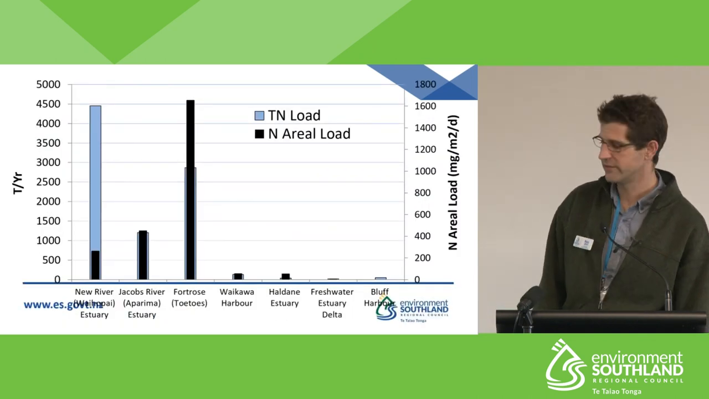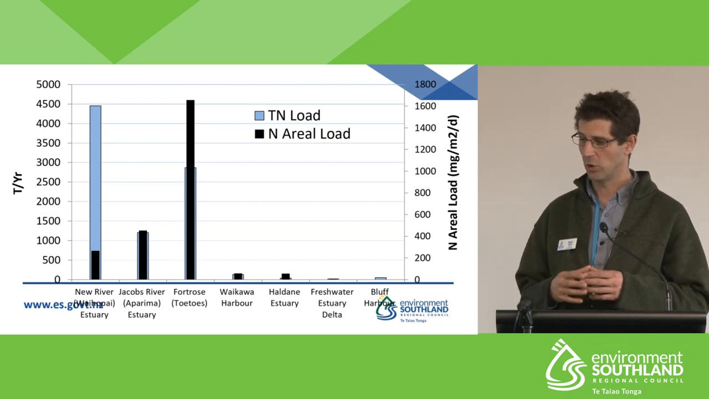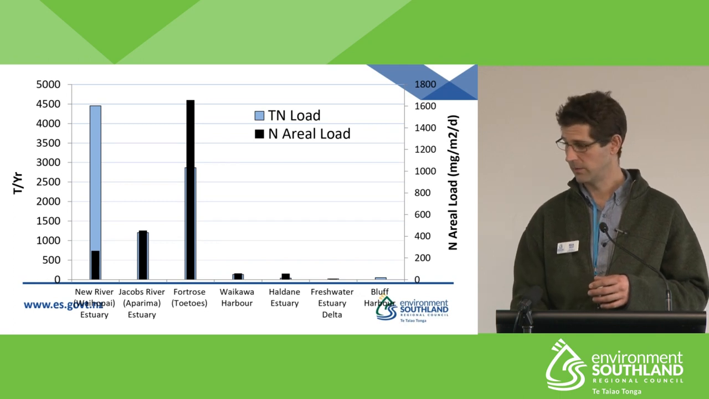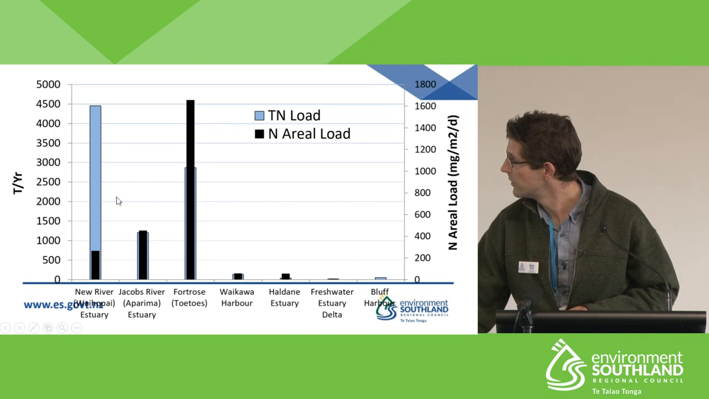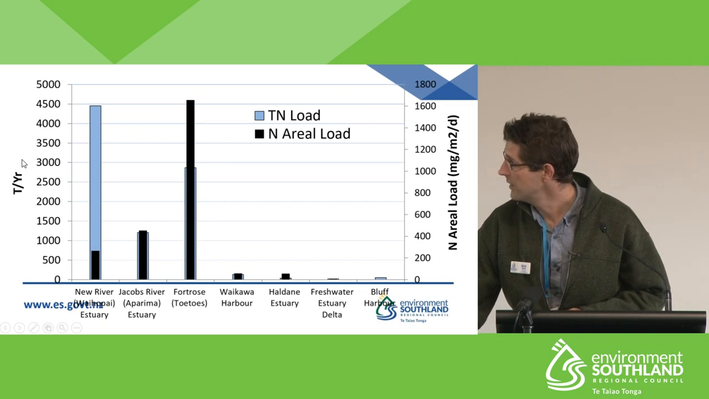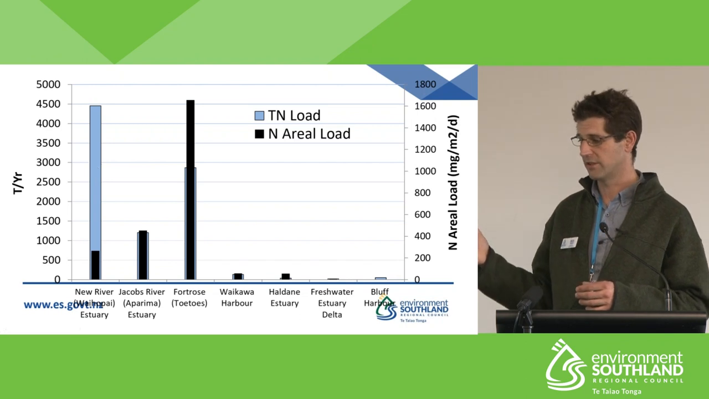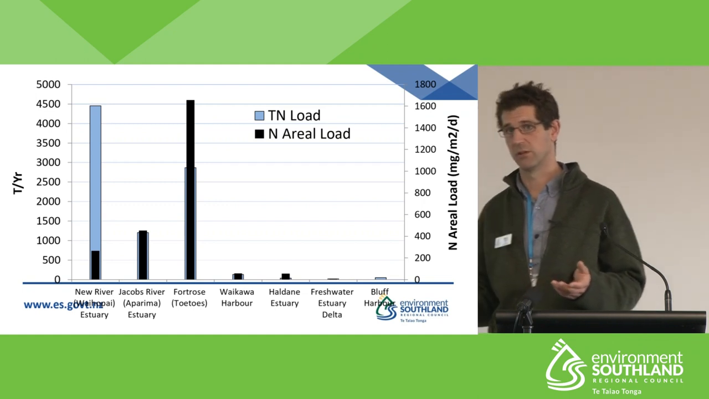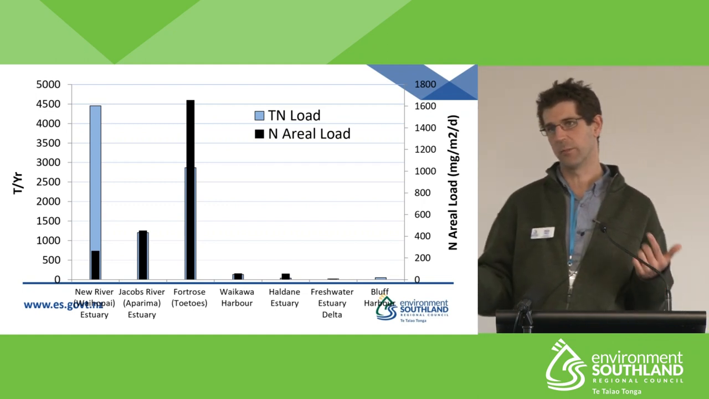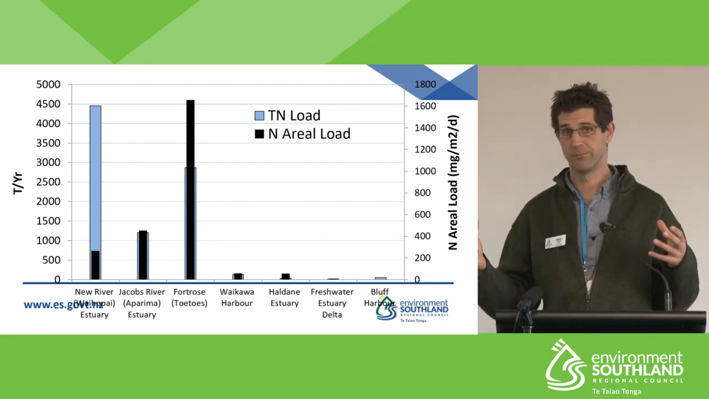To put that into a bit more context, we've got a range of these Southland estuaries along the bottom there. On the left scale is total nitrogen per year, in tons, and that's the blue bar there. And on the right axis is the areal load, which is basically that load spread over the area of that estuary. So it's the black, which gives us a comparison, so we compare one estuary against the other as opposed to the total load, because it really depends on the size of that system.